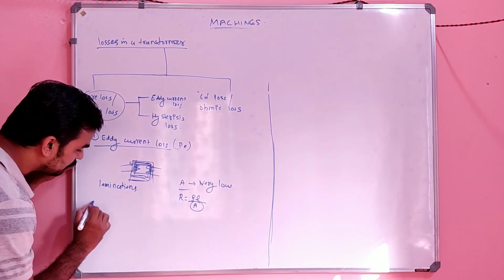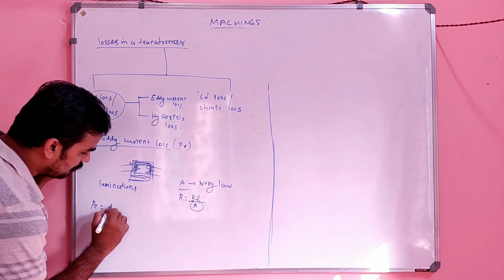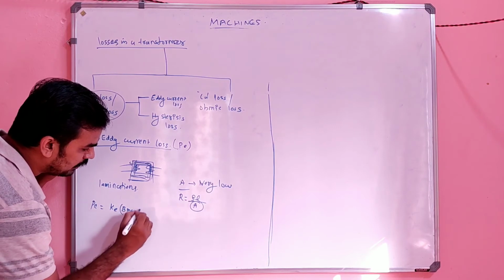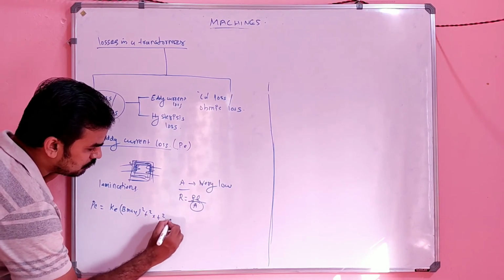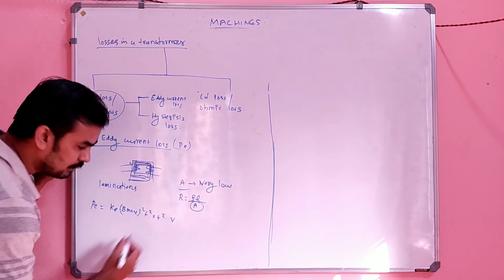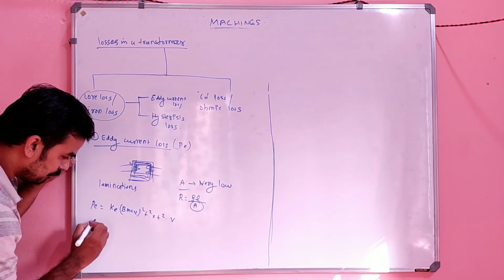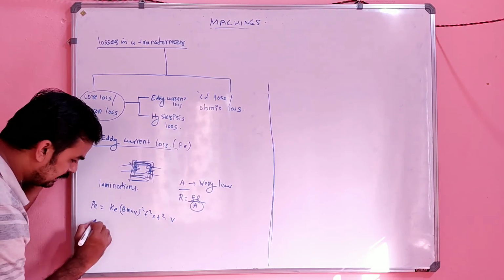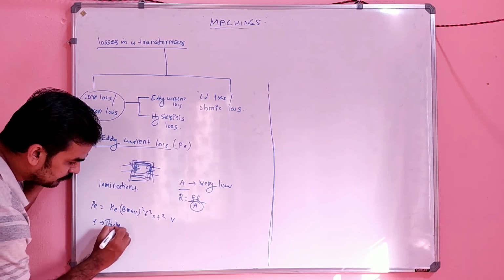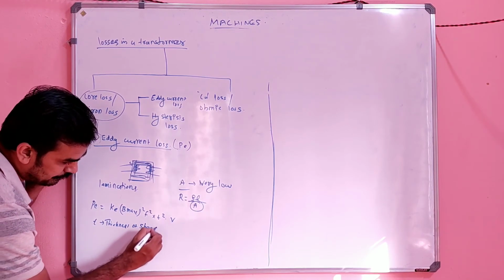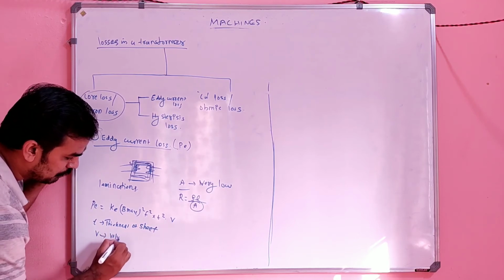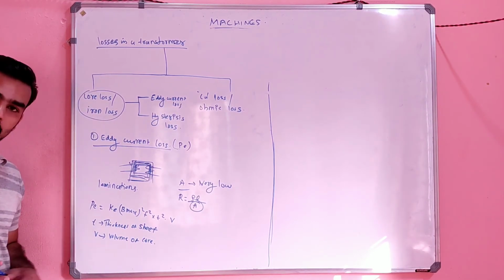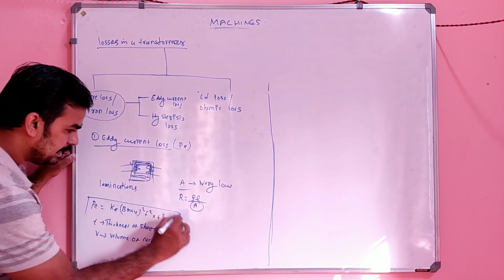And there is an equation for eddy current loss, which is nothing but some constant K into B max square into F square into T square into V, where K is a constant, B max is the maximum flux density, F is the frequency, T is the thickness of sheet, V is the volume of sheet, or simply volume of core. So that is the equation for what? Eddy current loss.